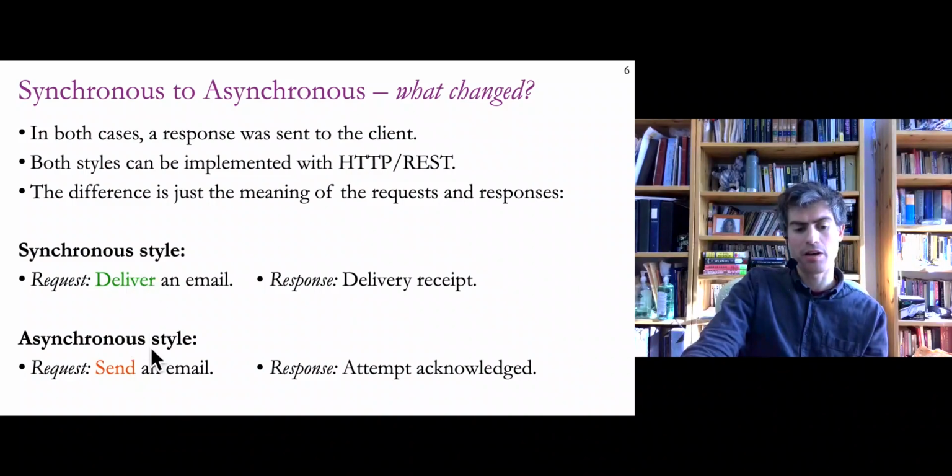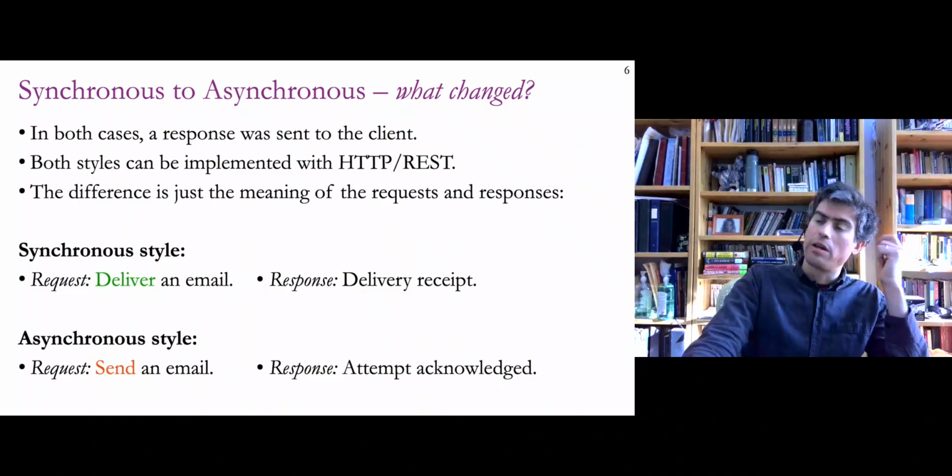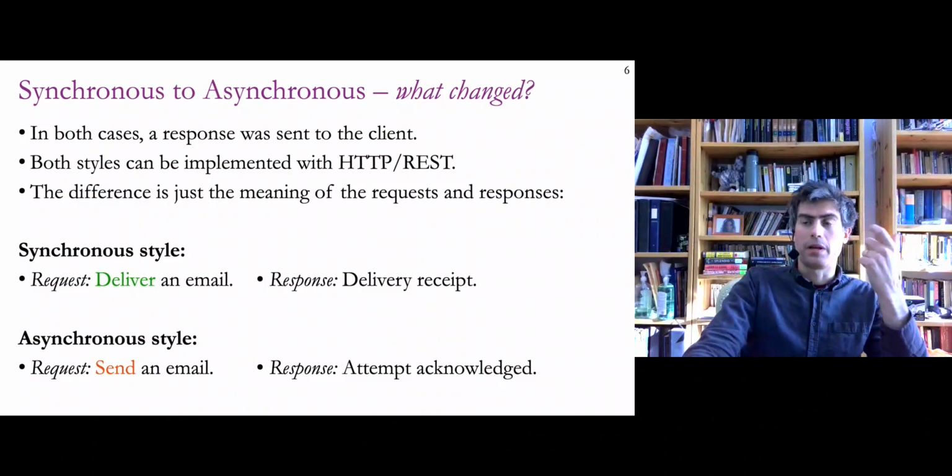But the point I'm trying to make here is that the semantics of the API are different when you move from synchronous to asynchronous. You still have a response, so there is some synchrony here in the asynchronous style of API. In other words, the client does expect something to come back, and it waits for this response to come back. But the response has a different meaning, and it's a more concise meaning that can come back more quickly.